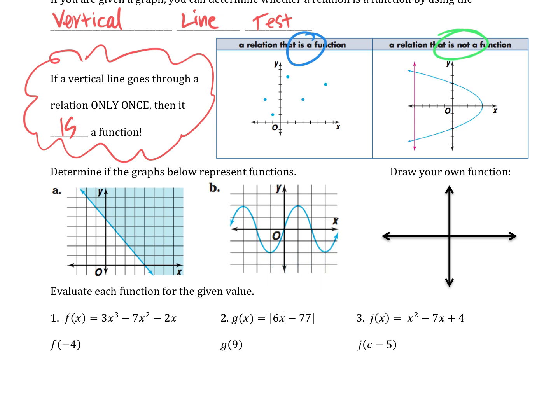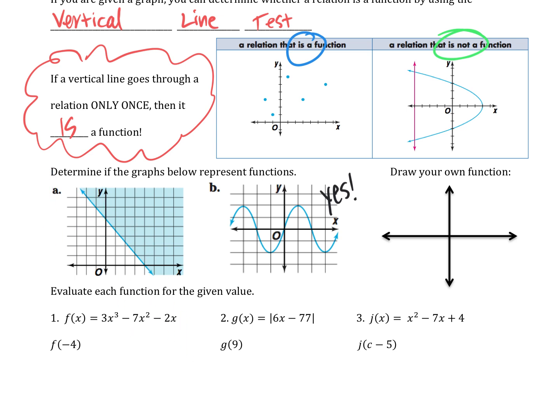What if I draw a vertical line here? How many times did it go through it? Here? Here? We feeling good? Is it a function? Holler, we say yes. That one's a function. Let's act like A is just the straight line with no shaded part.